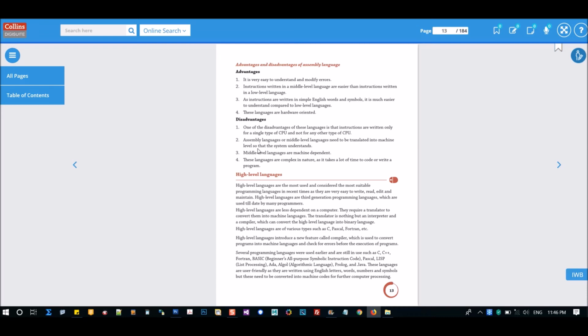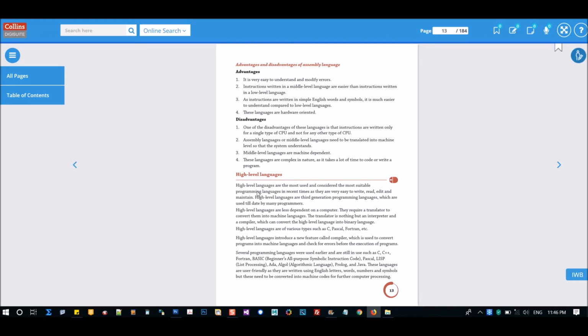Number three, middle level languages are machine dependent. And four, these languages are complex in nature as it takes a lot of time to code and write a program. Assembly language is very complex, and since we are using English and different kinds of symbols like colons, semicolons and commas, it's very complex. If you don't know the language properly, we may make a lot of mistakes.